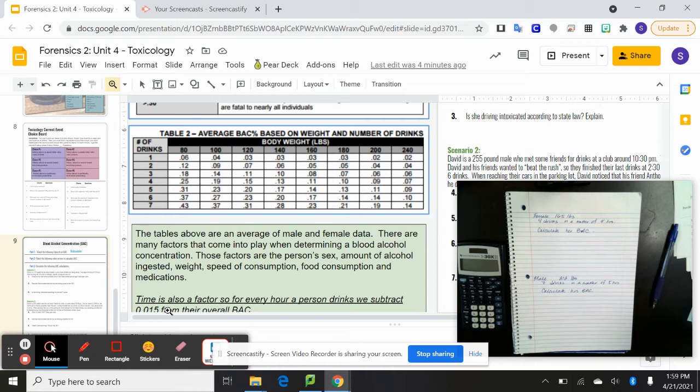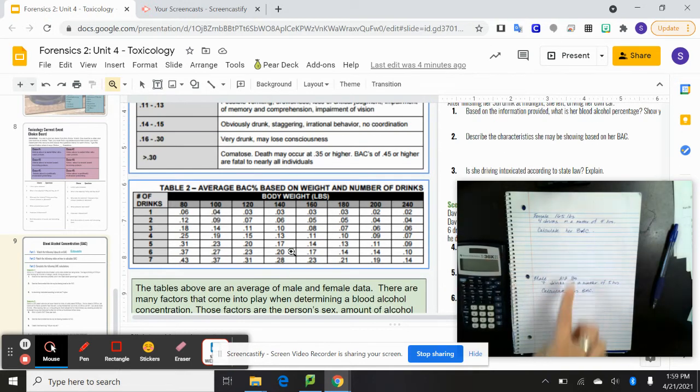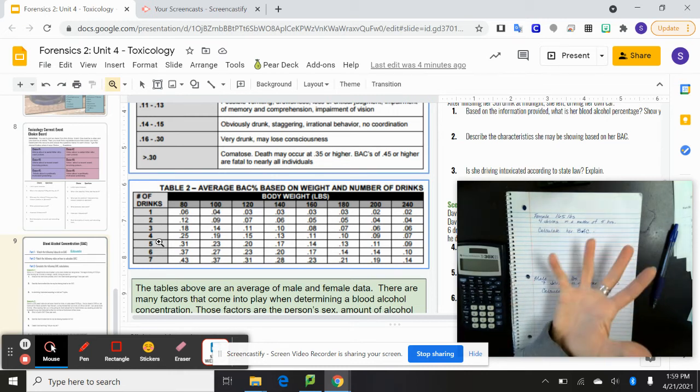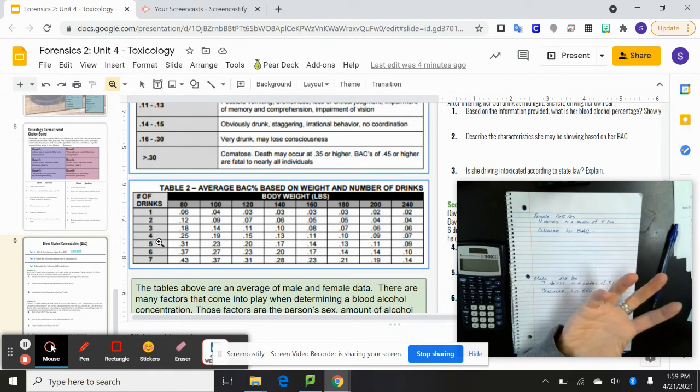So the purpose of this worksheet is very simple. We're going to do the basics in terms of calculating these 2 scenarios, and then you'll have 2 to practice on your own. First, we have a female, 165 pounds, who had about 4 drinks in a matter of 5 hours. So we have the 165 pounds, we have 160, and 4 drinks. So we have roughly 0.11.